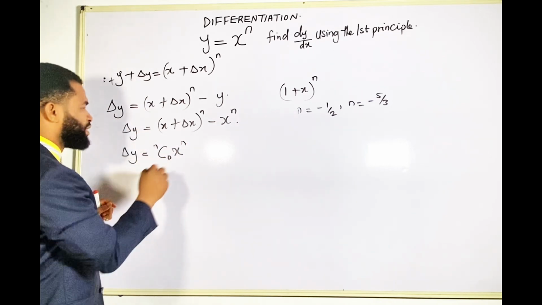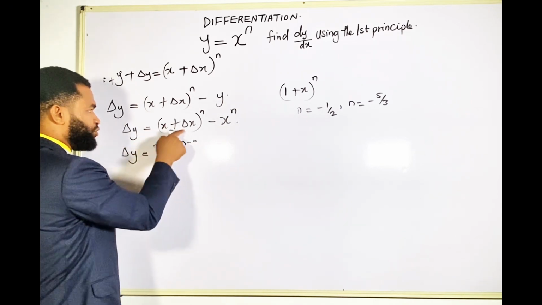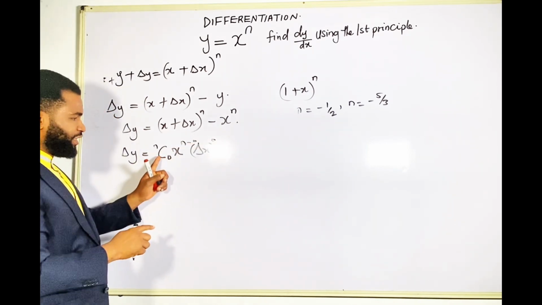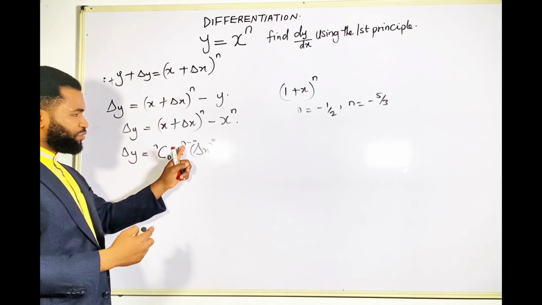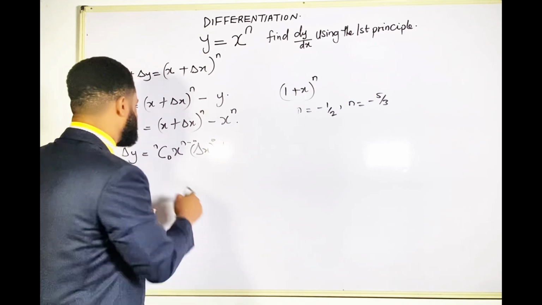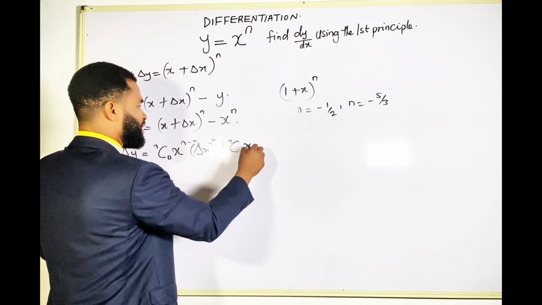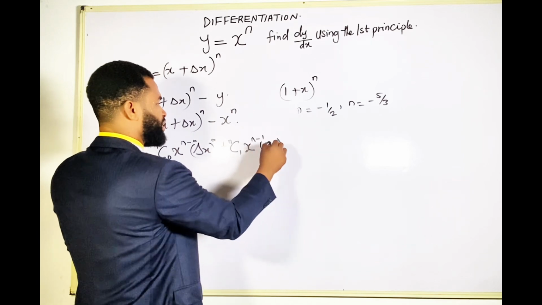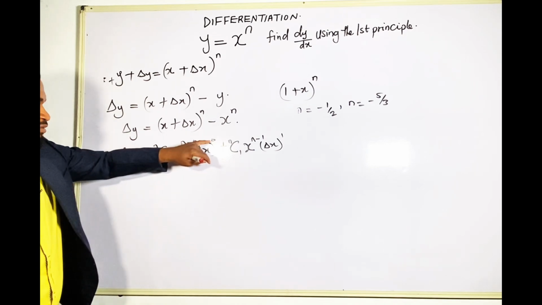Okay? Then multiply by the second term, change in x raised to power 0. The number of the combination is 0, and then plus another one. So I'm going to say n combination 1, and this is x raised to power n minus 1, then multiplied by change in x raised to power 1. Remember, it continues in this pattern.